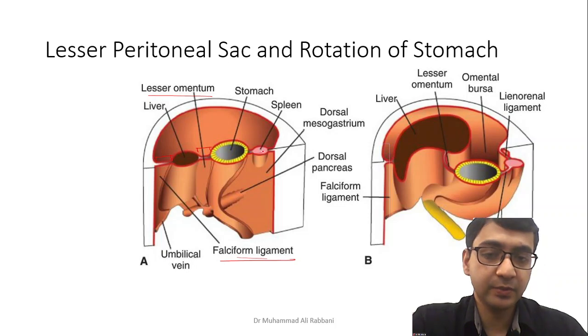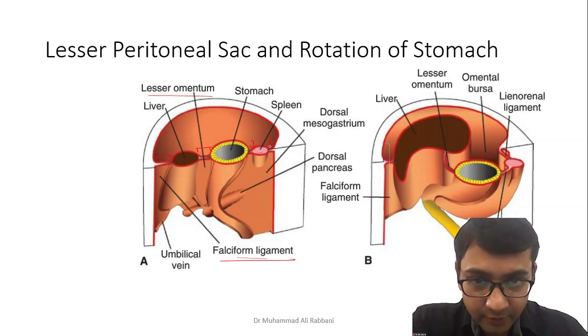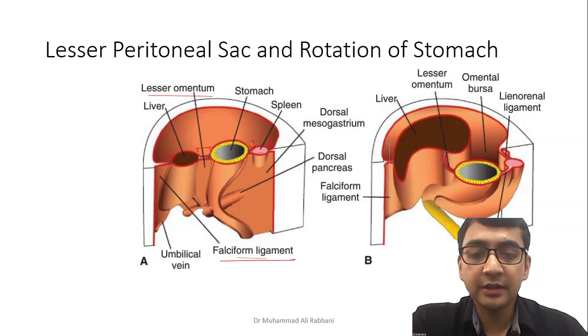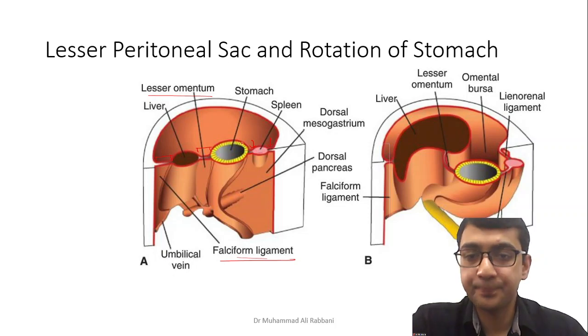Within it, spleen will be formed. In the future, we will discuss this connection between stomach and spleen, and this connection between spleen and posterior wall. They changed their name to gastrosplenic and splenorenal ligament. We will discuss them shortly.